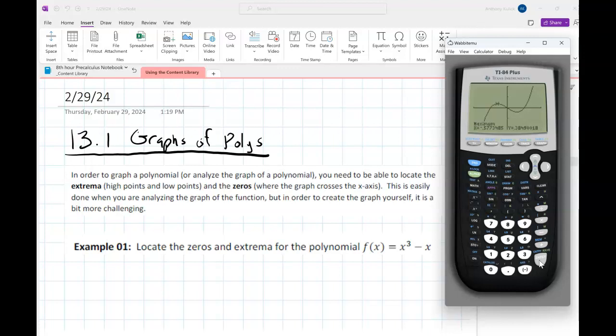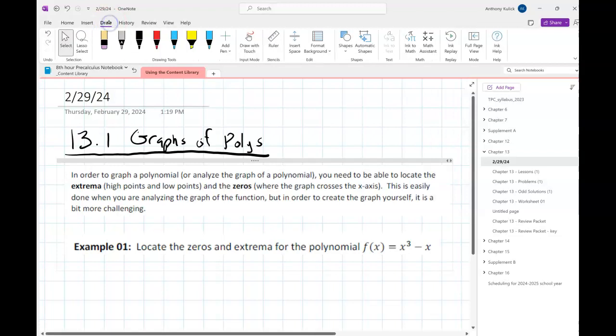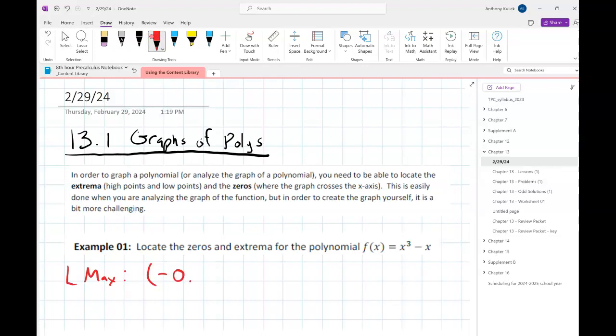positive 0.385. It is not a global max. Let me go bring that back up in a second. We'll talk about why it's not a global maximum.